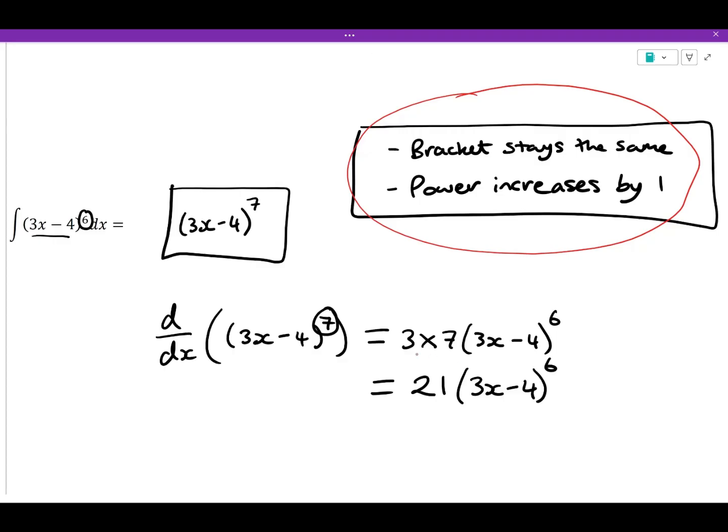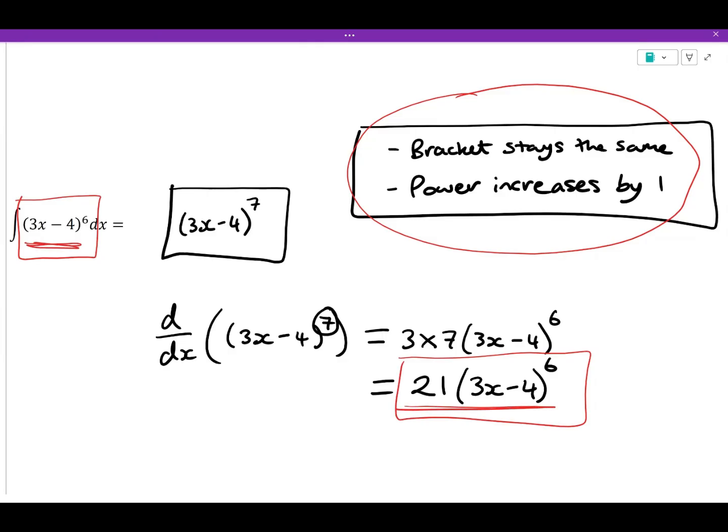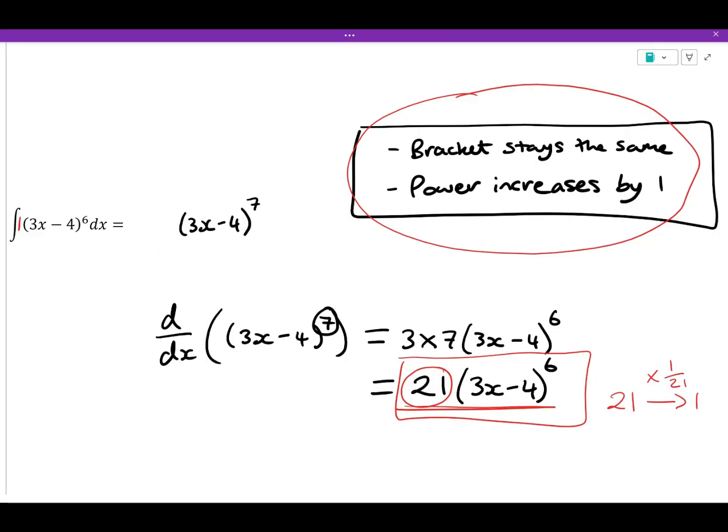Now what I've ended up with down here is not exactly equal to my initial integral. So what I need to consider is how am I going to get from what I've ended up with down here back to my initial integral. Well, I have a 21 multiplying my brackets here, whereas in the initial question there is only a 1 in front. Okay, so how do I get from 21 to 1? Well, you have to divide by 21 or multiply by 1 over 21. So in my answer, I need to have a 1 over 21 multiplying the (3x - 4) to the power of 7, and then we would have plus c. Okay, so now if you go and differentiate this, you will get the initial integral.